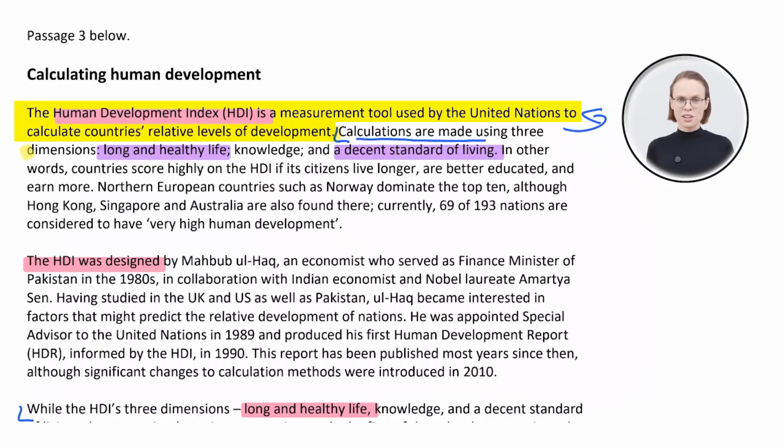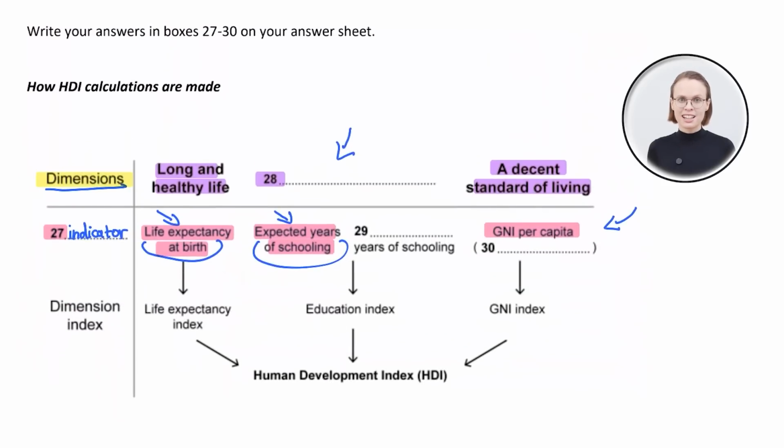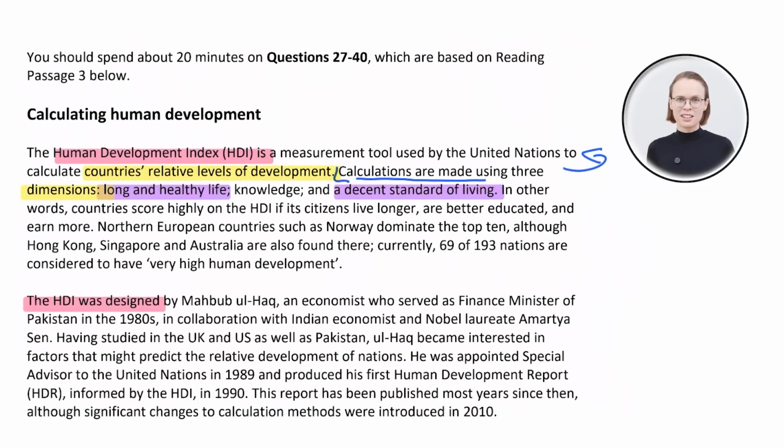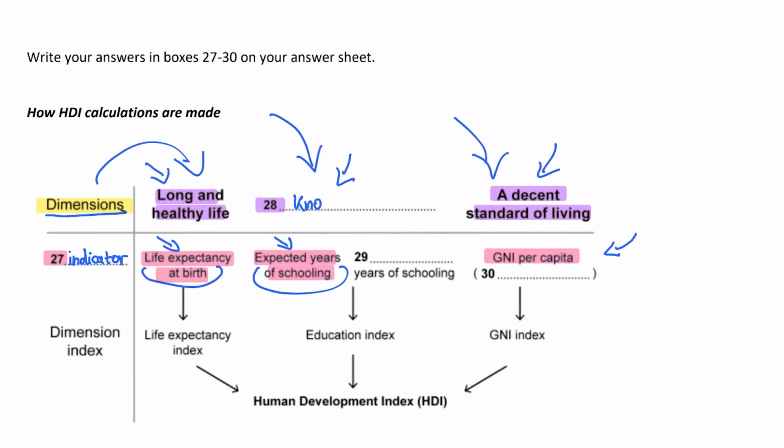And they mentioned 3 dimensions here. And actually, the word dimensions is shown here. So dimensions refers to these 3 points here. And those 2 are mentioned in the passage, right? We found them. So what's the third one? The third one is knowledge. This is what it says here, knowledge. So I'm going to write down knowledge.